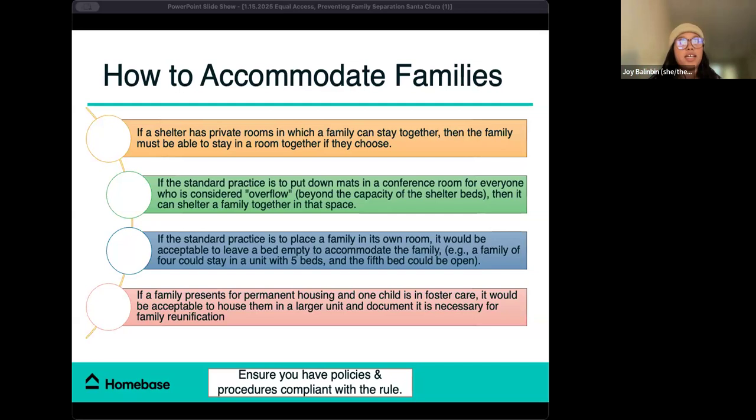Are there any questions on equal access or this section that I just covered before we head into some scenarios?